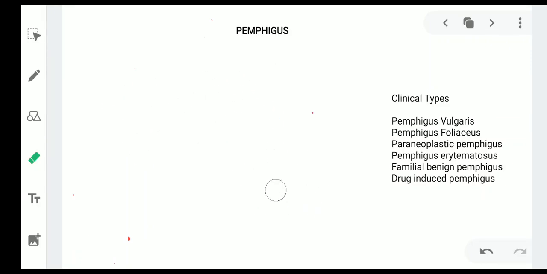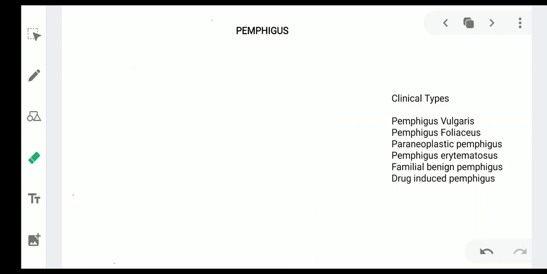Now the clinical types. There are various clinical types which have been described, and some have been included within these clinical types as subtypes. For example, pemphigus vegetans has been included in pemphigus vulgaris.